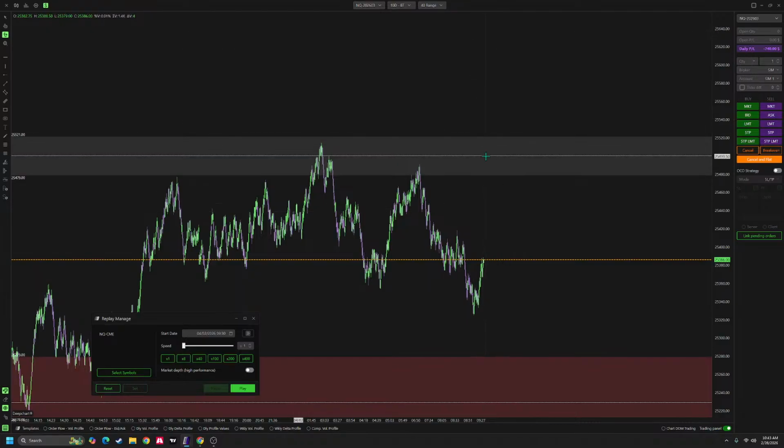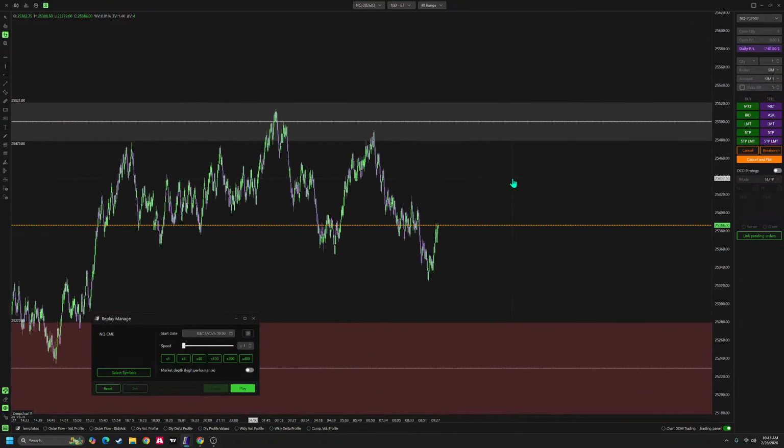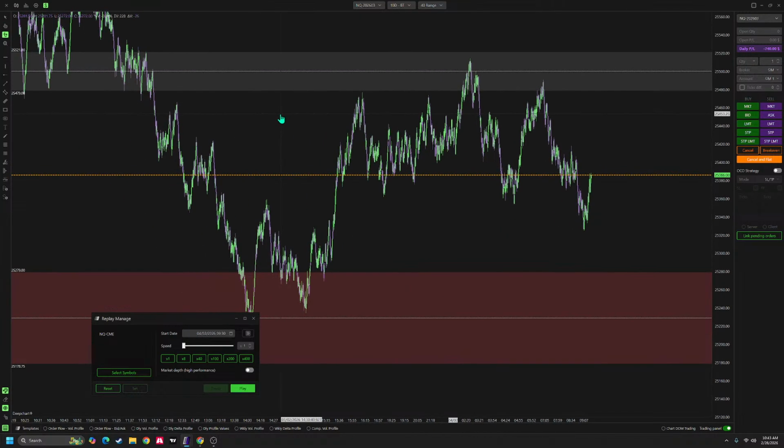We could rip through this zone to the top, or we could bounce and reject it and come back down. So these two boundaries are the first area I'm looking for a trade from. Okay, next indicators.